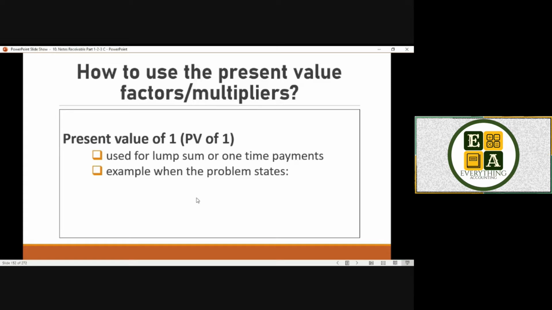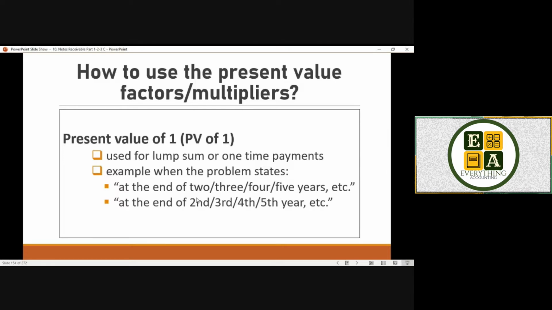Example, when the problem provides that at the end of 2, 3, 4, or 5 years, etc. So the problem will state that the settlement of the promissory note is at the end of a specific year or after a specific period, or at the end of 2nd, 3rd, 4th, or 5th year, or paid in lump sum on a specific year. Those are examples of the clues that you're going to consider when computing for present value of 1.